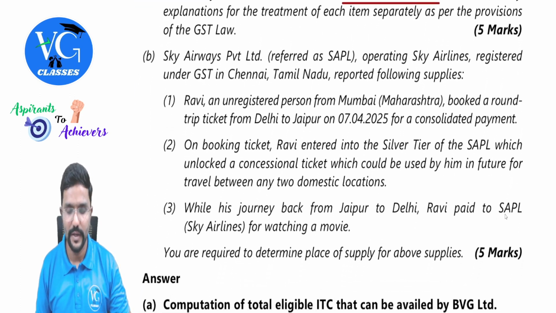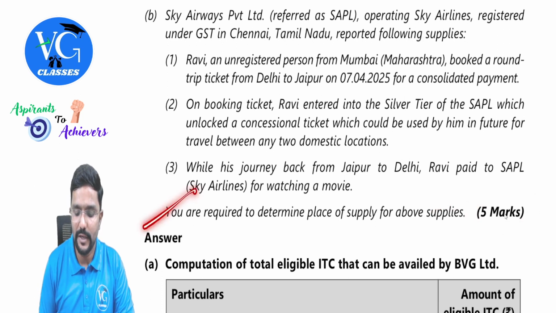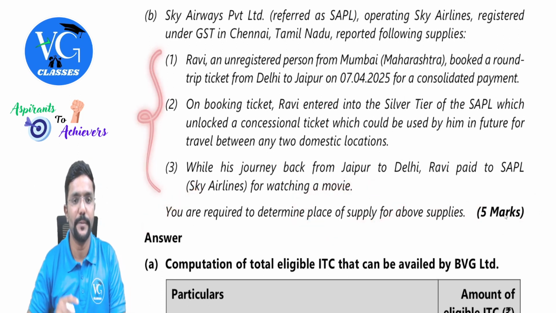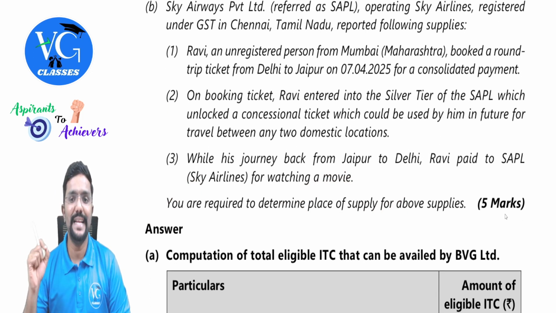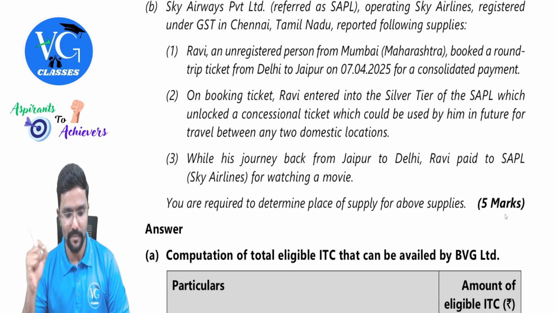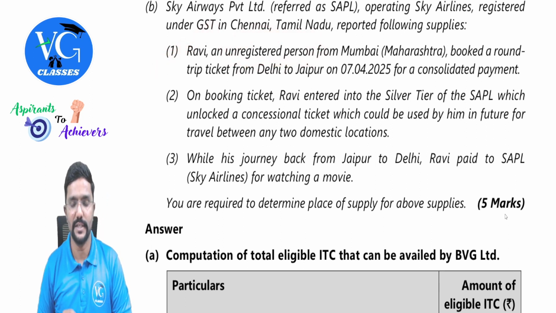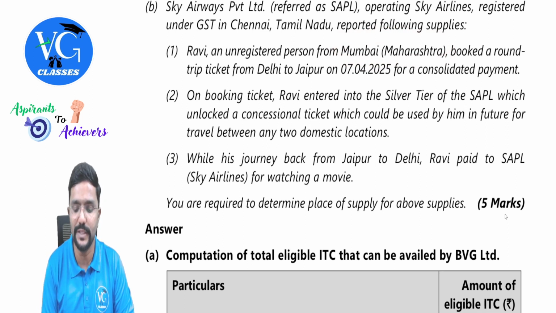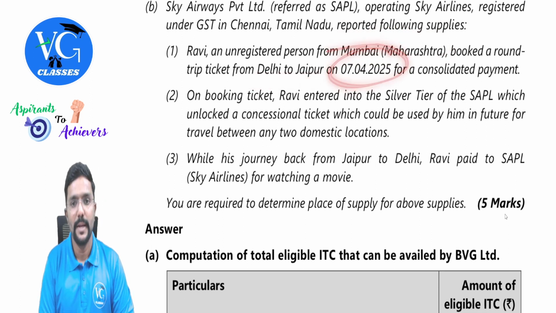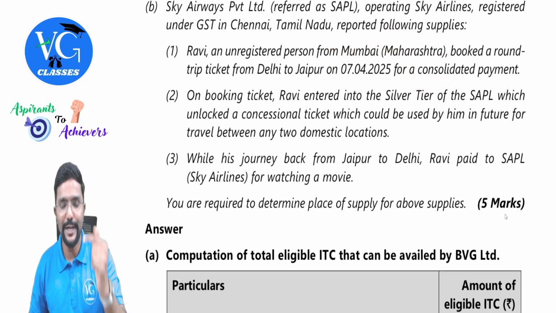Chalo. Next, coming to sub question B, again for 5 marks. You are required to determine place of supply. Okay, 3 cases are there. Sky Airlines Private Limited, referred as SAPL, operating Sky Airlines, registered under GST in Chennai, Tamil Nadu, reported the following supplies. First one, Ravi, an unregistered person, so recipient is unregistered, from Mumbai, Maharashtra, booked a round trip ticket from Delhi to Jaipur on 7th April 2025 for a consolidated payment, meaning he is going from Delhi to Jaipur and coming back.